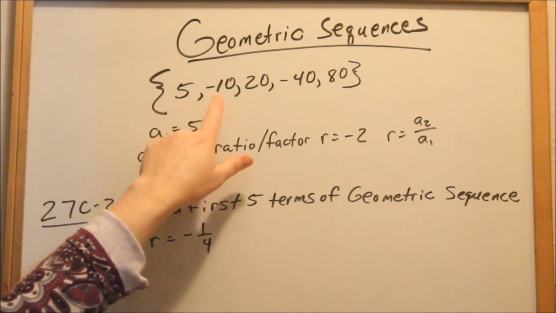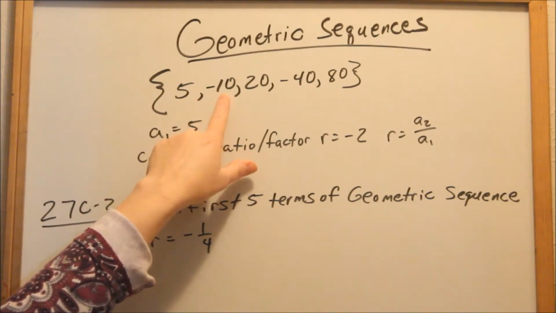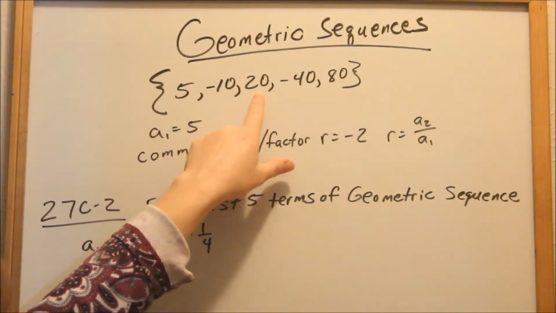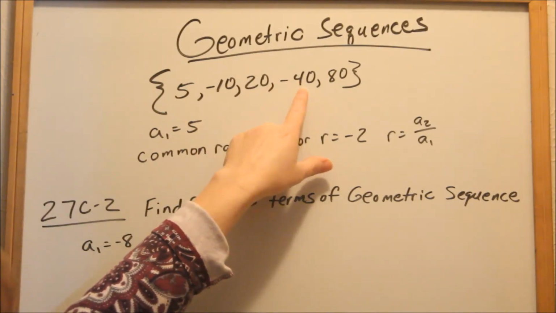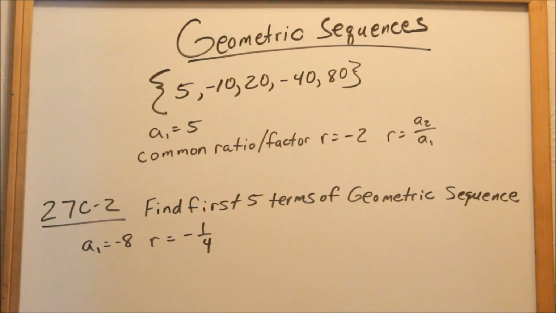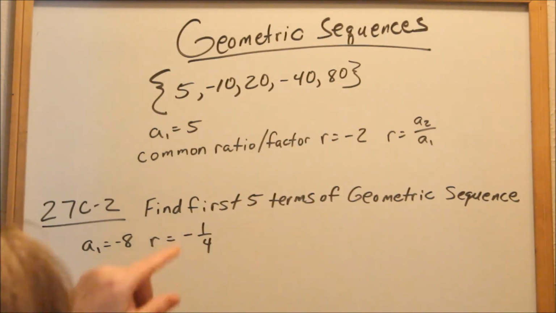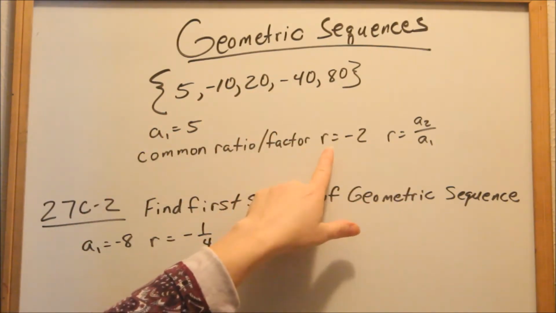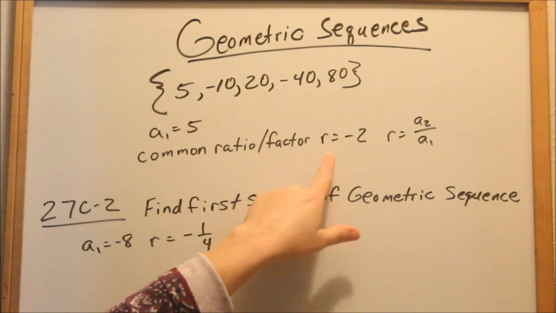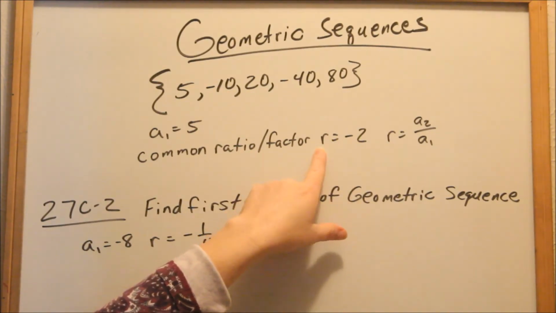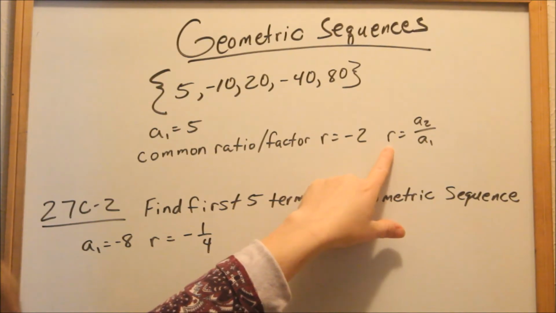-2 times 5 is -10. -10 times -2, +20. 20 times -2, -40. -40 times -2, +80. Watch your signs. When you're multiplying by a negative, your signs will alternate each time. So here, the common ratio in this sequence is r equals -2, r for ratio. Ratio, just a fancy word for fraction.